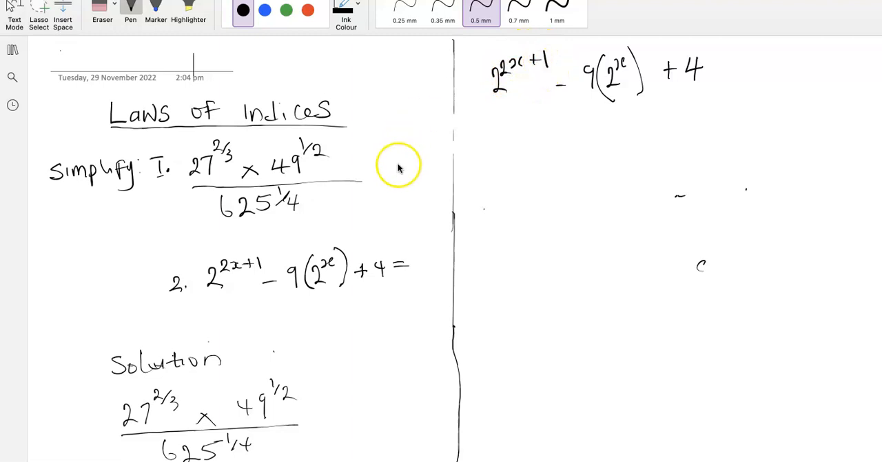So we can make this look like 2 raised to 2x times 2 raised to 1 minus 9 raised to 2x plus 4. So it's the same, you just change it using the law of indices.